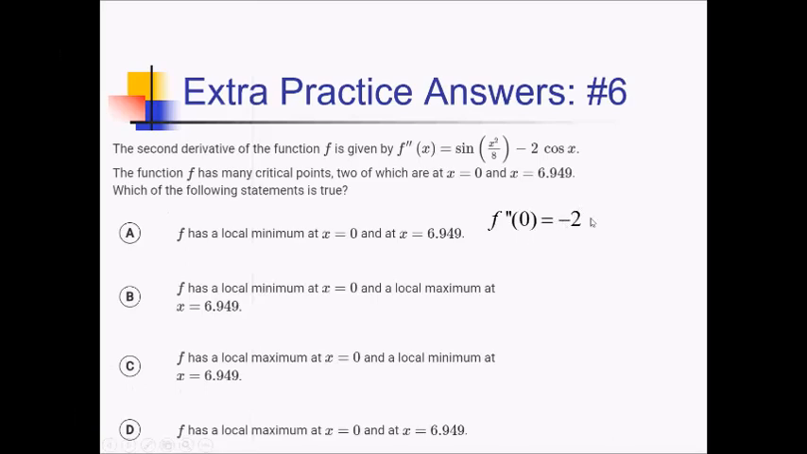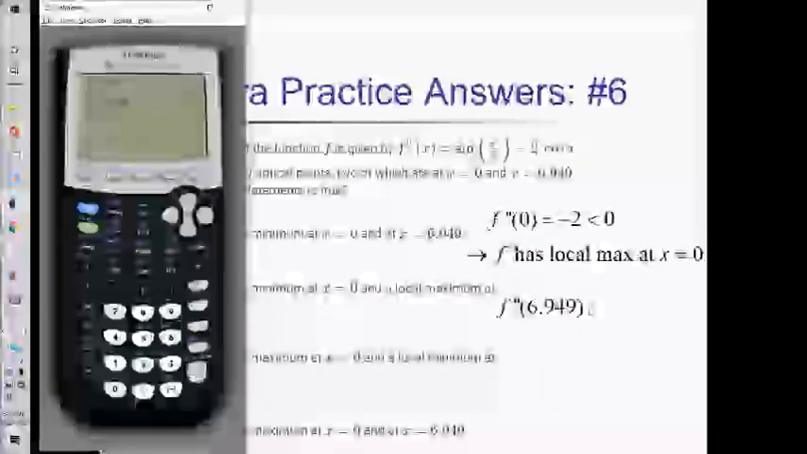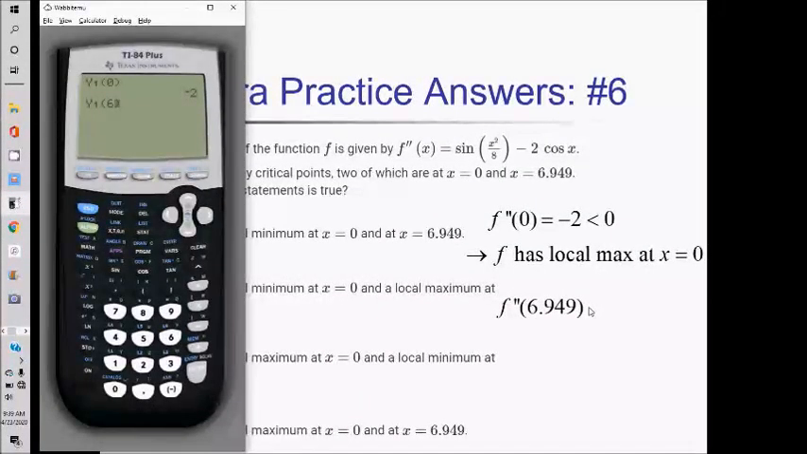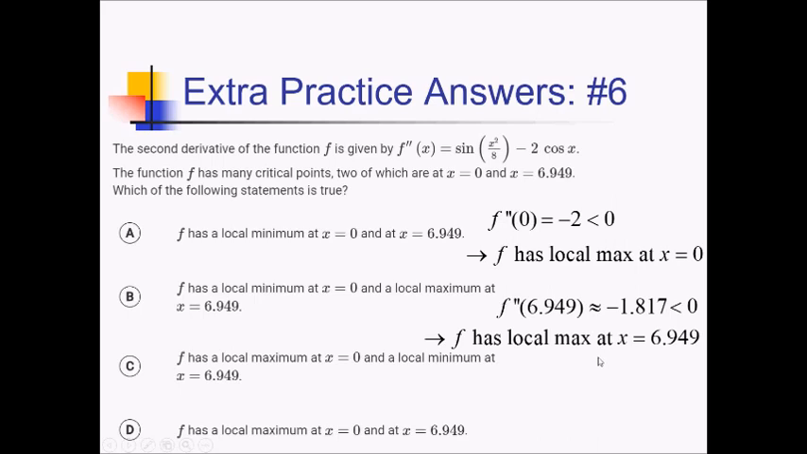Since that comes out to a negative number, this proves that f has a relative max, or a local max, at x equals 0. Next, let's try f double prime of 6.949. Back to the calculator. Let me pull up that input from before, and instead of 0, I will plug in 6.949, which comes out to roughly -1.817. Again, the important piece here is that this is a negative number, so f also has a local max at x equals 6.949. So that's going to be answer choice D, max for both.